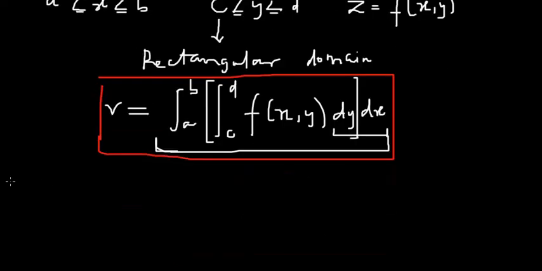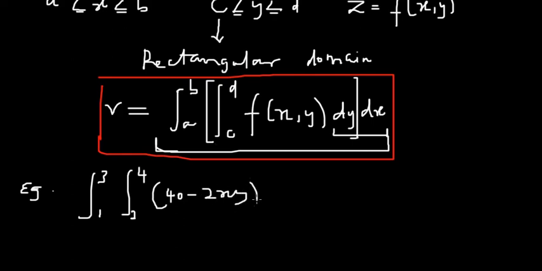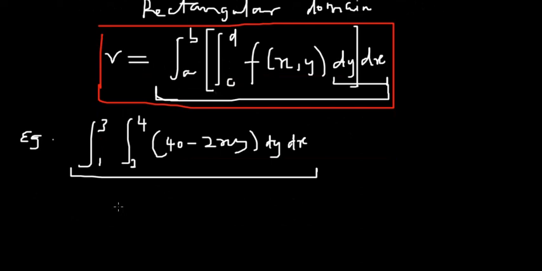Let's say we have an example. We have the integral with lower limit 1, higher limit 3, and then the other integral with lower limit 2, higher limit 4, and you are given the function 40 minus 2xy, and then dy dx. So this is the main expression. This is how the main formula looks like, and this is a sample question to help you understand the entire concept.